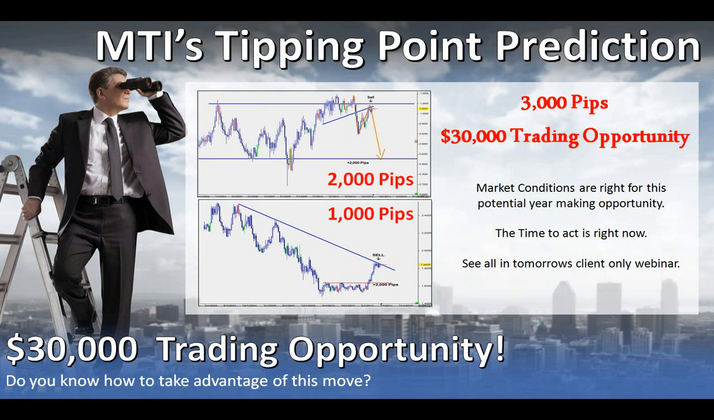So let me start off by letting you know that this is live each week. This is our tipping point prediction. As a client of MTI, you will receive exclusive information regarding a major market movement. Now, this is a 2,000 pip movement in one currency pair and a 1,000 pip movement on another. This is brand new. This was just launched just the other week. And what does that mean to you? Well, at $10 per pip, this would be a $30,000 a year making opportunity.